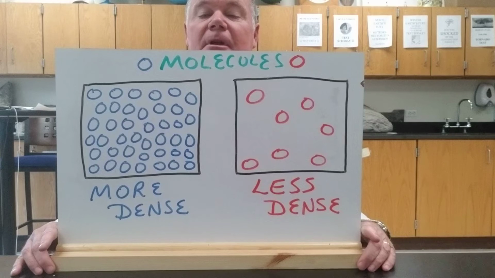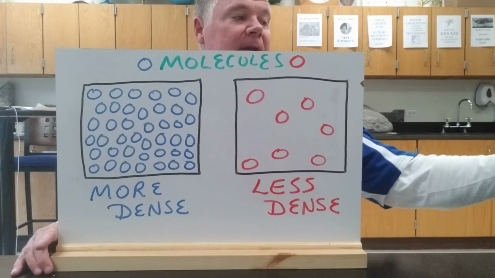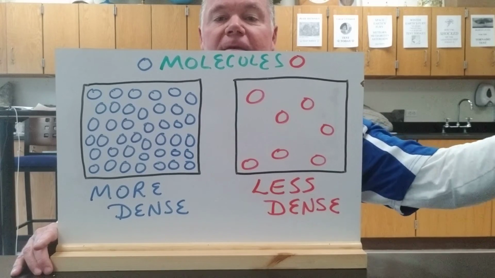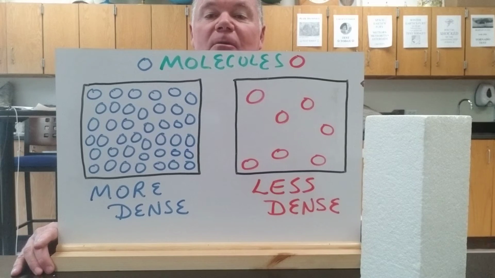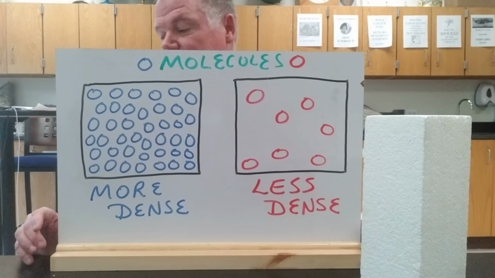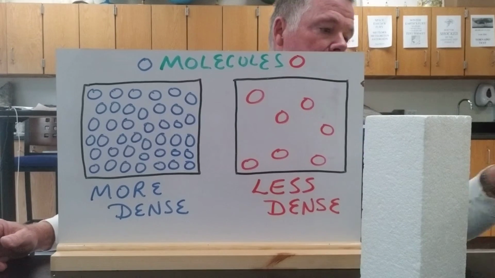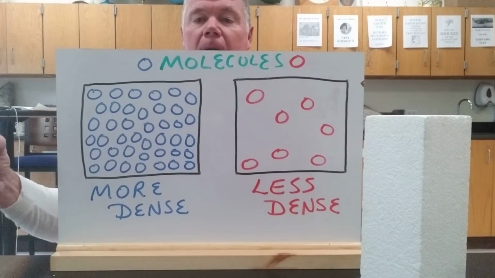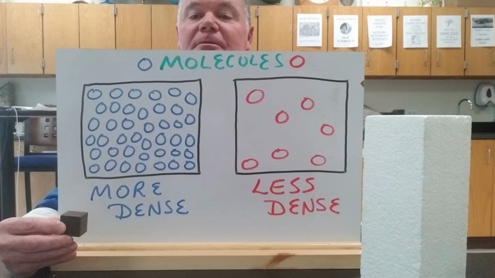We'd also like to have another diagram of what you see here in your notebook, so we can visualize the packing of molecules in something more dense and in something less dense. So we can think of the less dense being like this styrofoam, where the molecules are really spread apart. And the more dense being like this cube, where the molecules are really packed together.